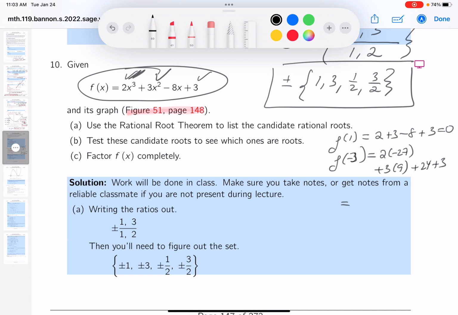2 times -27 is -54. 3 times 9 is 27. 24 and 3 is 27. And this gives you -54 plus 54, which of course is 0. So that also works. So I found 2. So this also produces a 0.